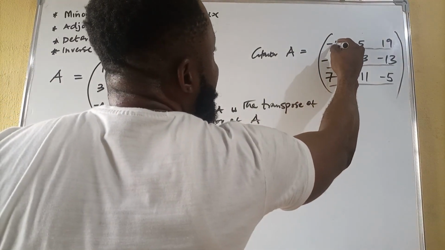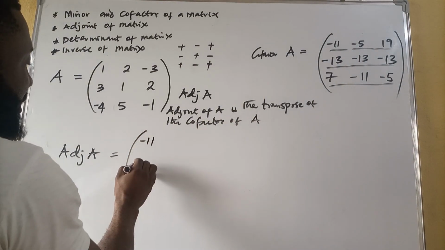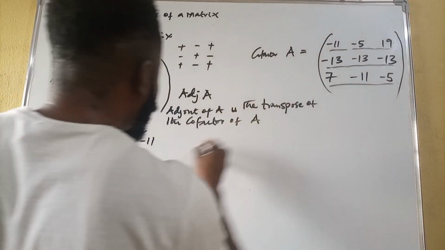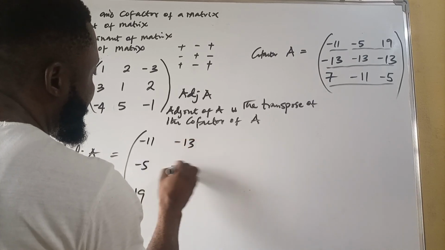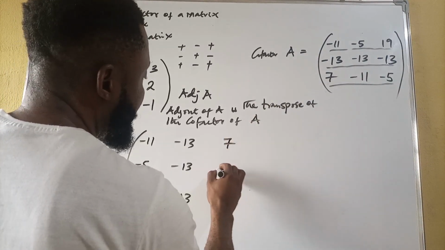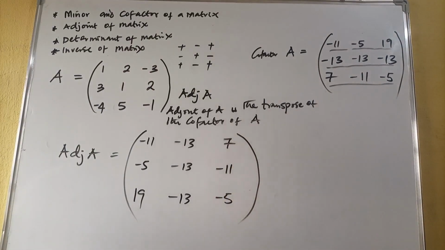So now the column is going to start from minus 11 down to 19. So it's going to be minus 11. Next one will now be minus 5. The next one will now be 19. So we follow that same pattern for this. That's going to give us minus 13, minus 13, minus 13. We follow the pattern here. It's going to give us 7, minus 11, minus 5. So this is the transpose of this matrix, and that is the adjoint of the matrix.